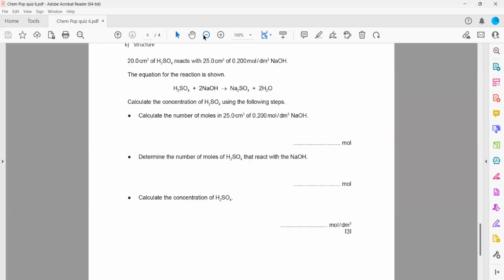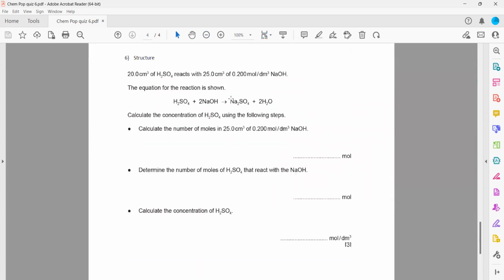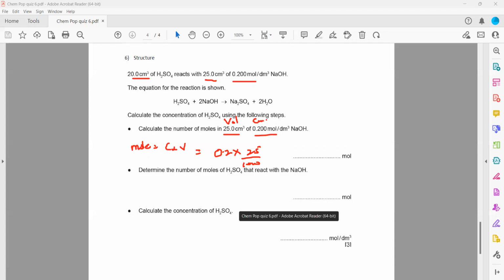This question is related to the moles concept. 20 cm cube of sulfuric acid reacted with 25 cm cube of 0.2 mole per dm cube sodium hydroxide. Calculate the number of moles in 25 and 0.2. So how to solve? We have the volume and the concentration. So moles equals concentration into volume. 0.2 is the concentration and the volume is 25 divided by 1000. So this will give us the moles, which will be 0.005.